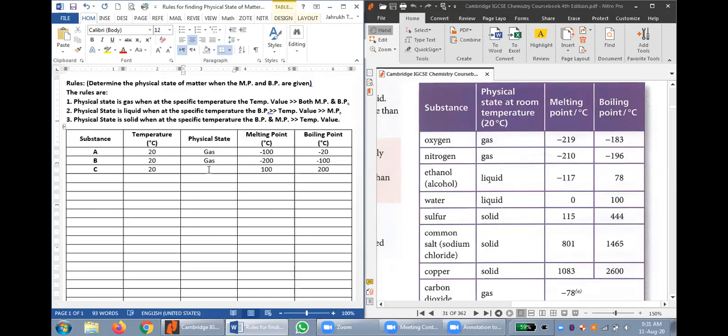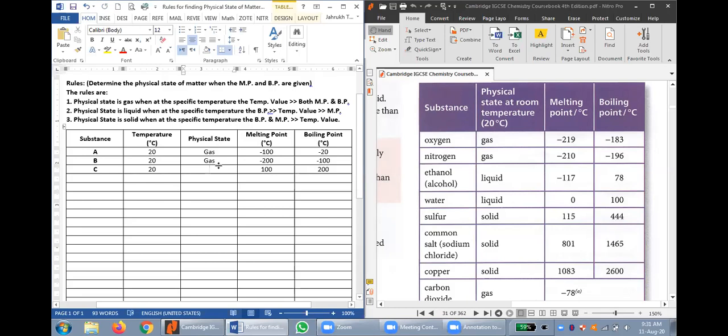Think again. Liquid is not the correct answer. Think again. Another guess. And remember, the rules are written over here. Melting point and boiling point are both greater than the given temperature. 100 is also bigger than 20, 200 is also bigger.